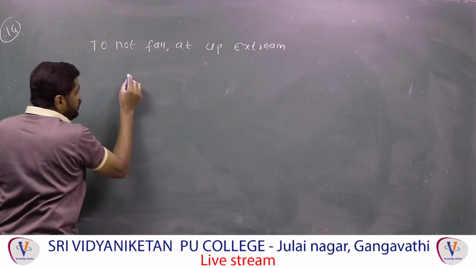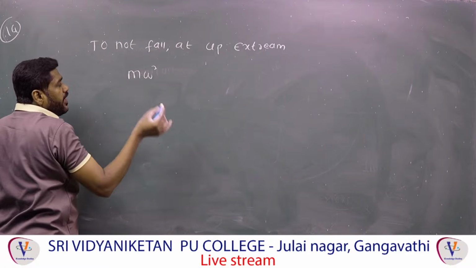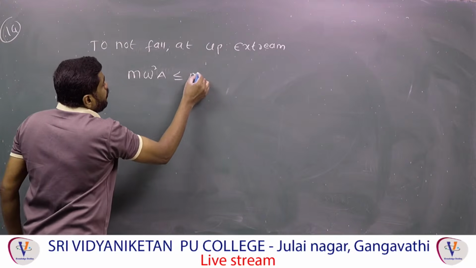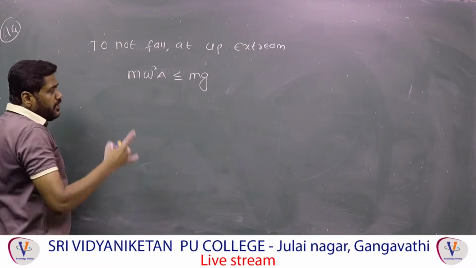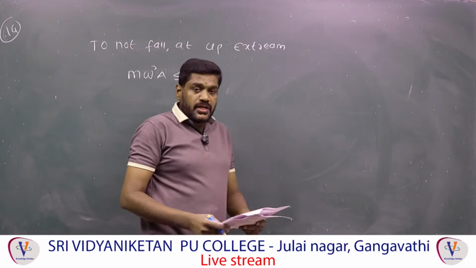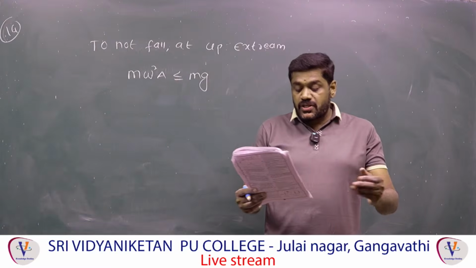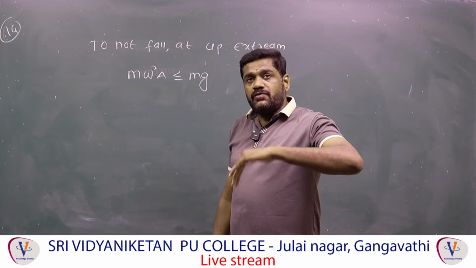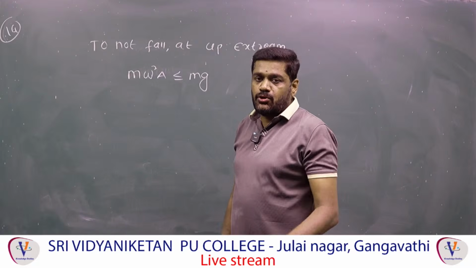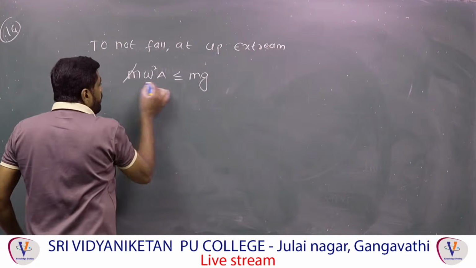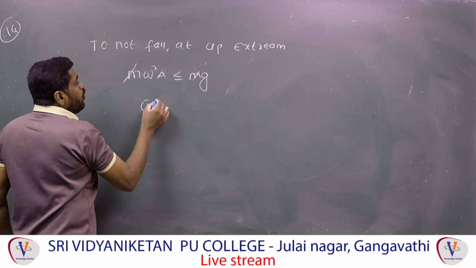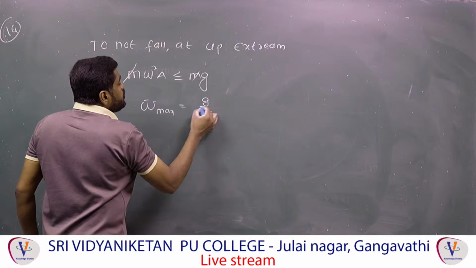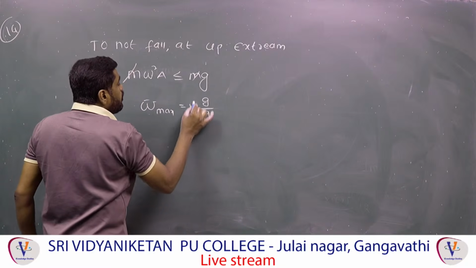The centripetal force formula is m omega square R, and this R can be taken as A. So m omega square A is less than or equal to mg. That is the condition, because at this point the centripetal force is compulsory. What is protecting must be less than mg; otherwise, if it is greater than mg, it will go out of the platform, there is no contact. On both sides, cancel m. From this, the maximum value of omega is root over g by A.